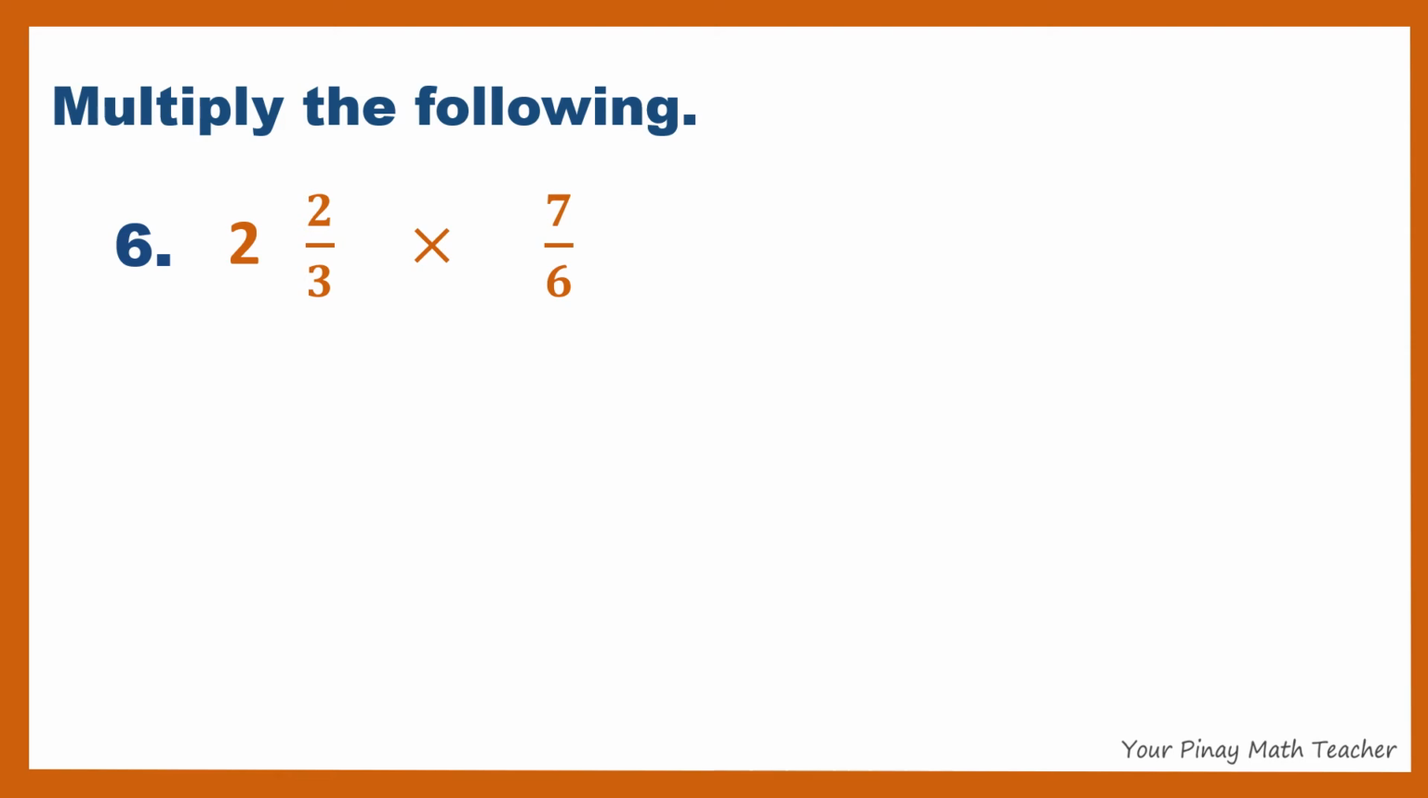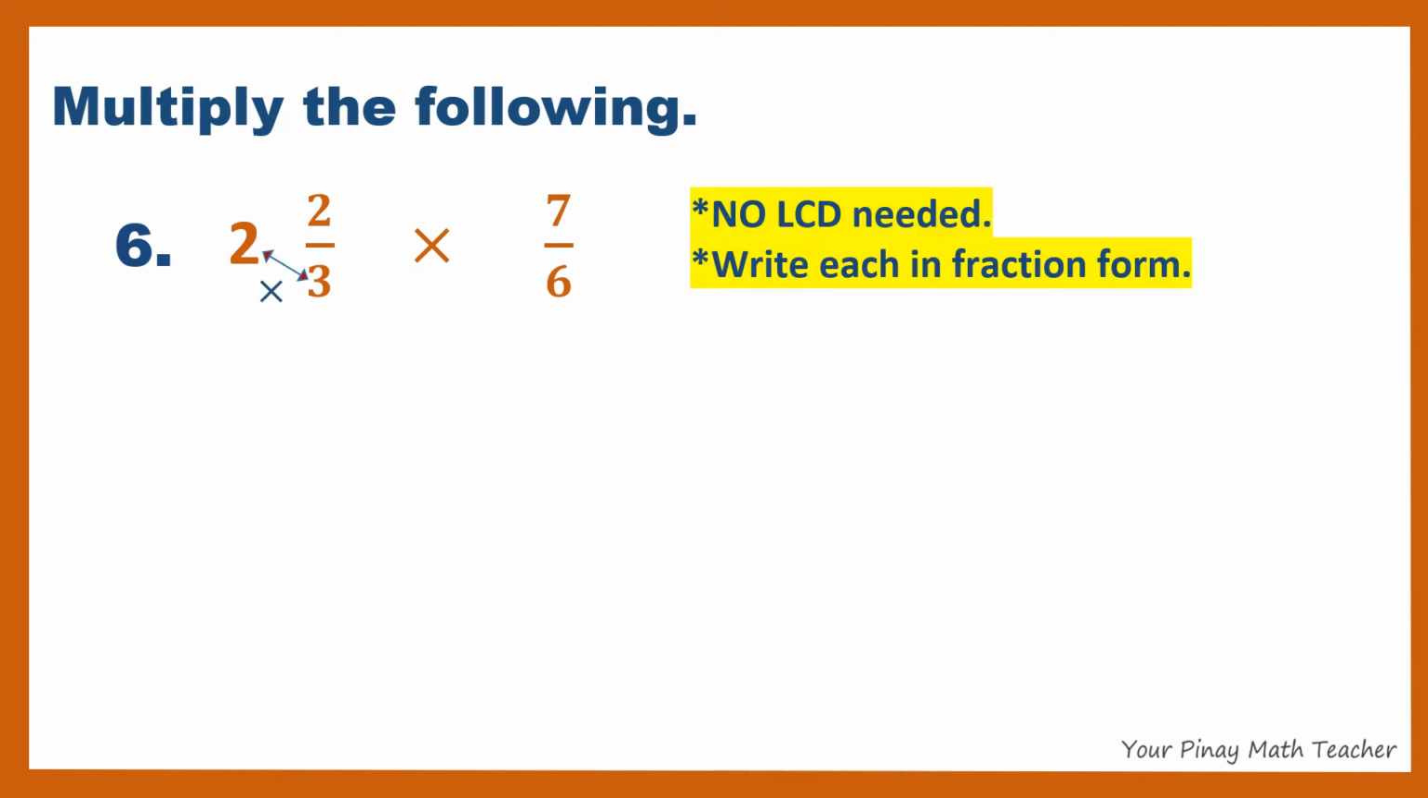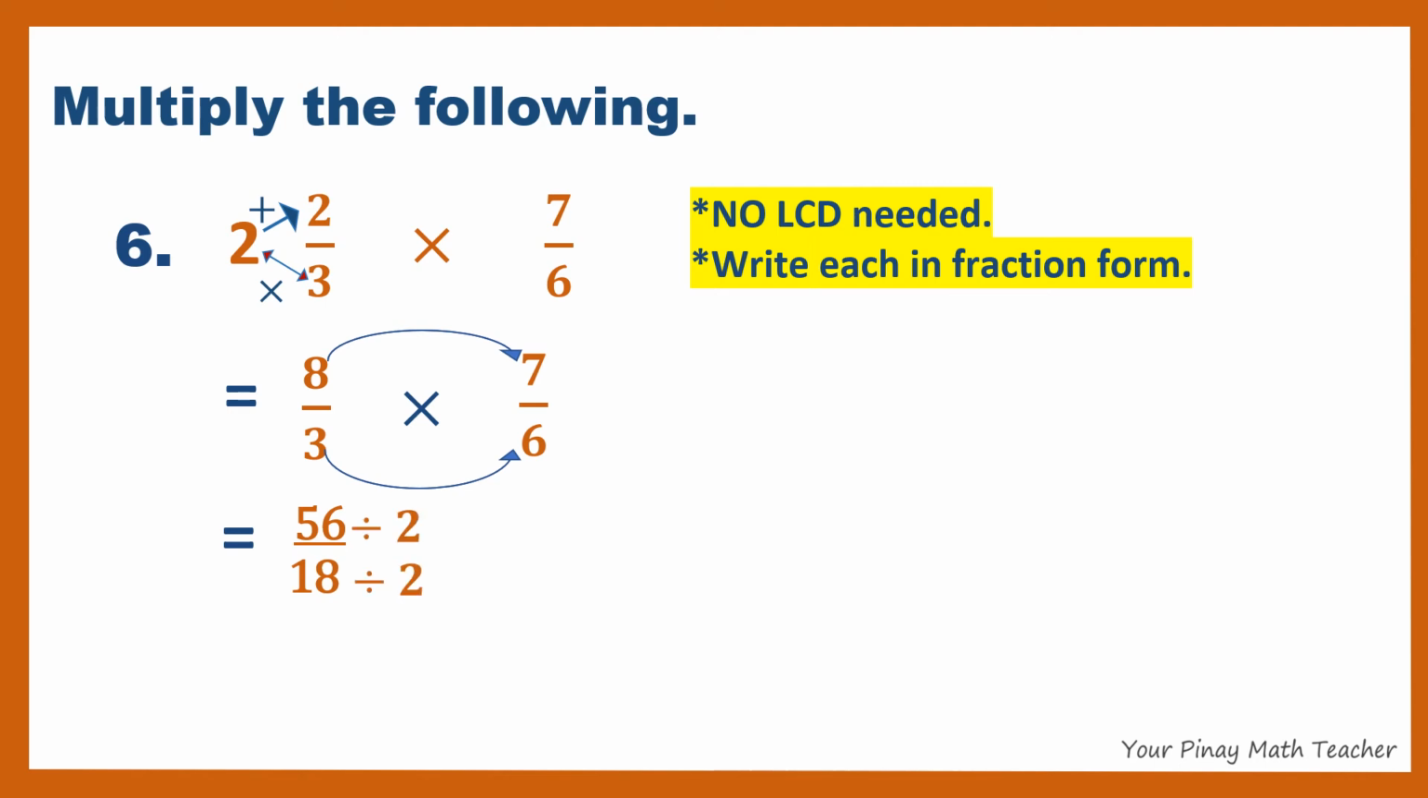Example 6. 2 and 2/3 times 7/6. So 2 and 2/3 is the same as 8/3 times 7/6. Applying method 1, we multiply 7 and 8. We get 56 over 18. And we reduce it by 2. We get 28 over 9. Changing it to a mixed number, it becomes 3 and 1/9.